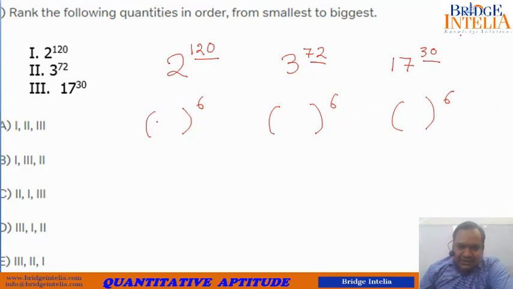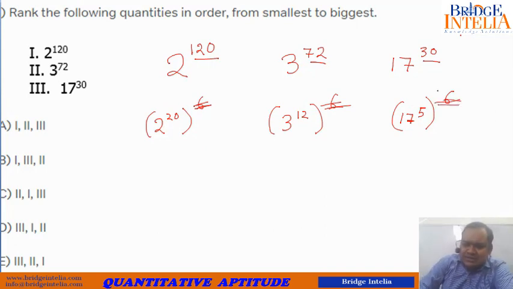So this can be written as 2 to the power 20. Now this can be written as 3 to the power 12. And now this can be written as 17 to the power 5. So instead of comparing these big numbers, we can indirectly compare these three numbers and we will reach the same answer. So now let's do that.